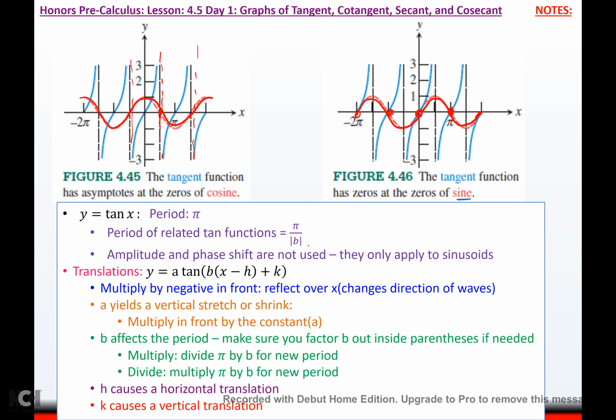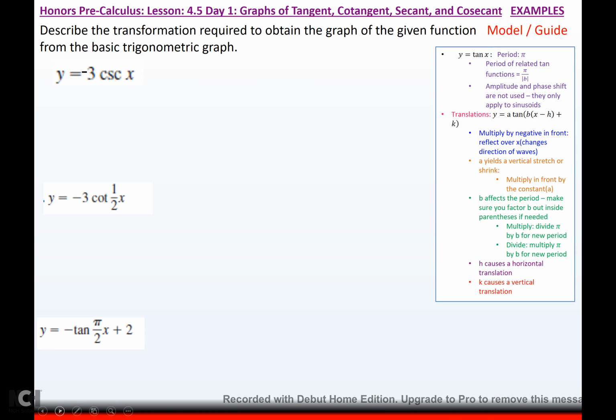So your translations, again: if you've got A, that's going to be your vertical stretch or shrink. If it's negative, that's going to be a reflection over x, which is going to change the direction of the waves. B will affect your period. Make sure you factor B out. If you're multiplying or dividing, you get a new period. H causes a horizontal translation, and K causes a vertical translation, like you know.